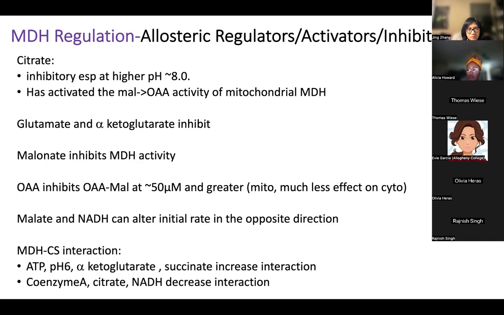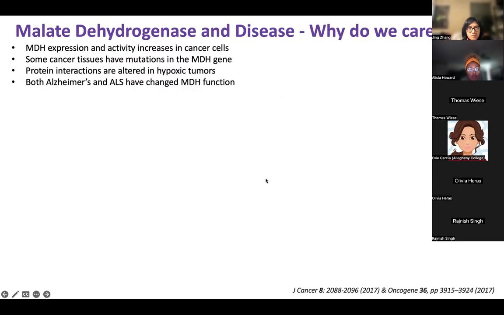Meanwhile, coenzyme A, citrate, and NADH seem to decrease the affinity of the two proteins. So whether we're talking about allosteric regulators or the protein interaction drivers, even just the wild type, there are questions out there. So why do we care?